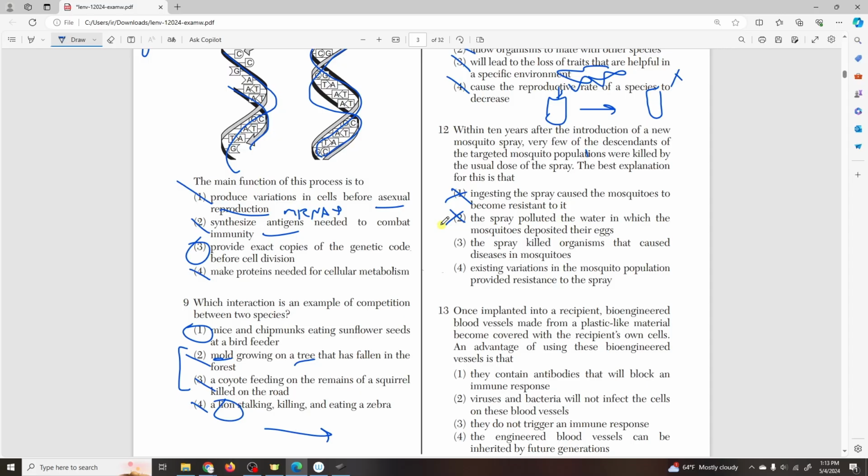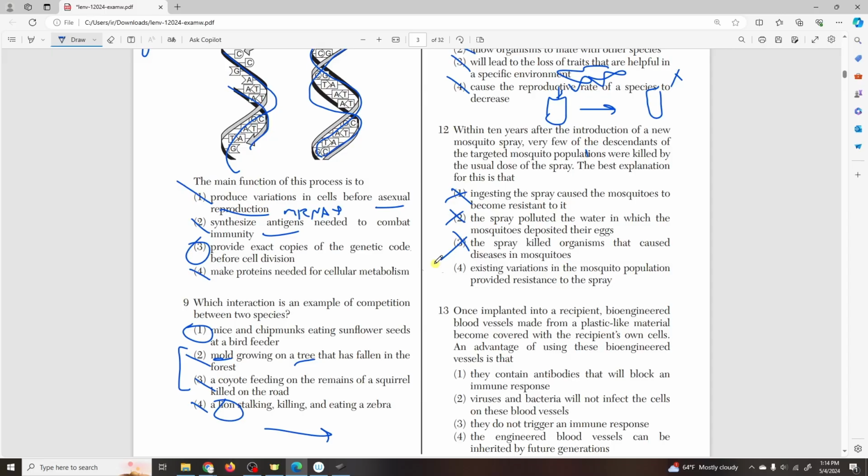Number 3 says the spray killed organisms that cause diseases in the mosquitoes. You can't know this for a fact, right? Maybe it did, maybe it didn't. But the fact is that the mosquitoes themselves have become resistant to the spray, right? The more that you spray it, the less that it affects the mosquito.